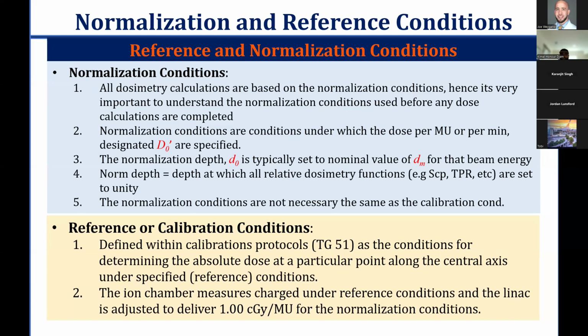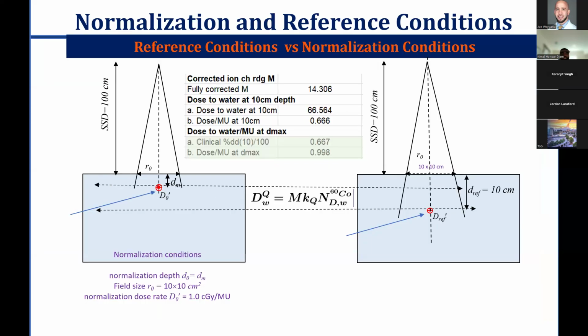So TG71, to avoid this conversion that could introduce errors and uncertainties, wants us to keep our normalization depth at 10 cm. I have not yet seen a clinic doing that, for all the clinics that I've worked at or consulted with. It is important to note that normalization conditions are set primarily for convenience and consistency in the calculation process, while reference conditions are established for calibrating the machine to meet stringent accuracy requirements. So it's important to distinguish the difference.